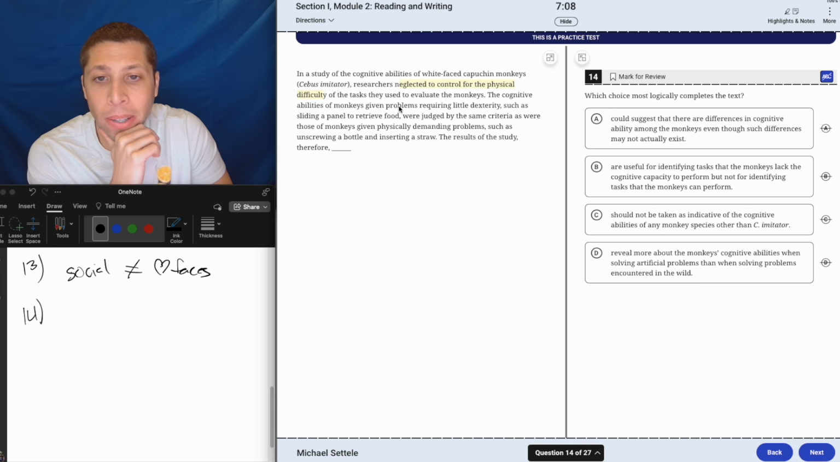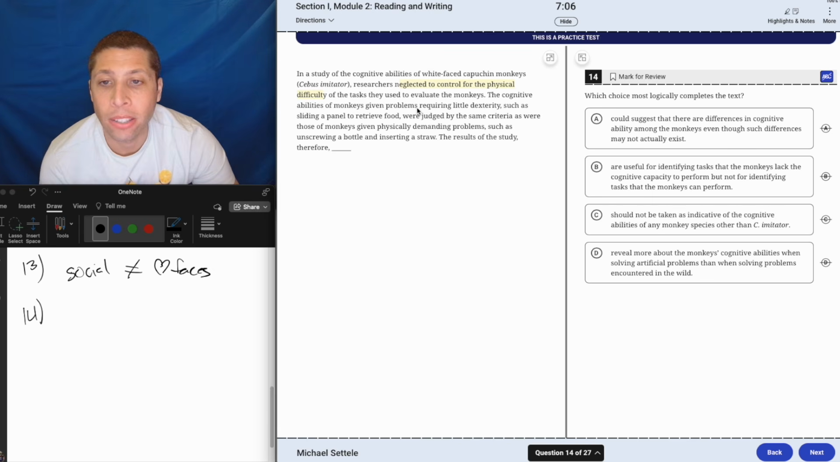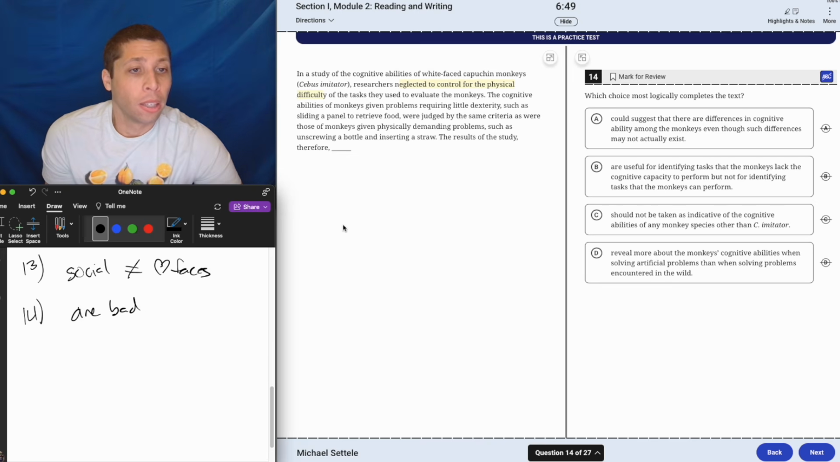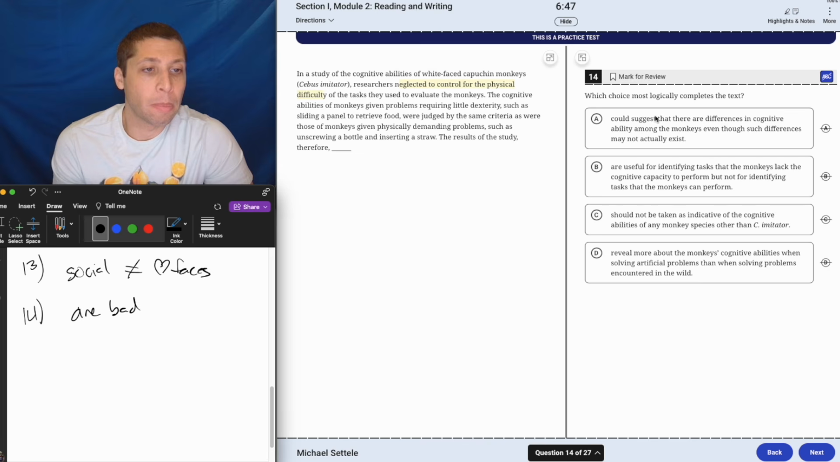The cognitive abilities of monkeys given problems requiring little dexterity, such as sliding a panel to retrieve food, were judged by the same criteria as were those of monkeys given physically demanding problems, such as unscrewing a bottle and inserting a straw. The results of the study, therefore, are bad or flawed, something like that. Could suggest that there are differences in cognitive ability among the monkeys, even though such differences may not exist. Yeah, so because the study is bad.